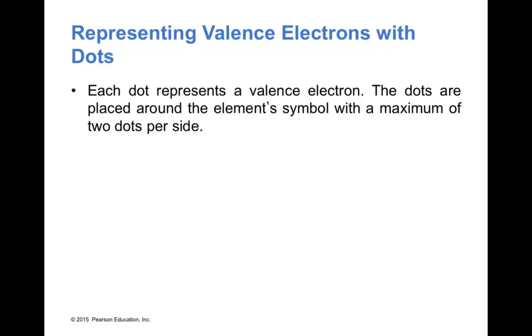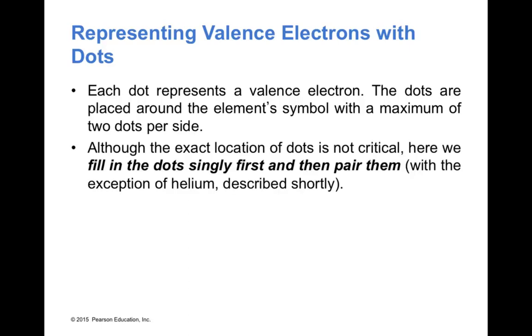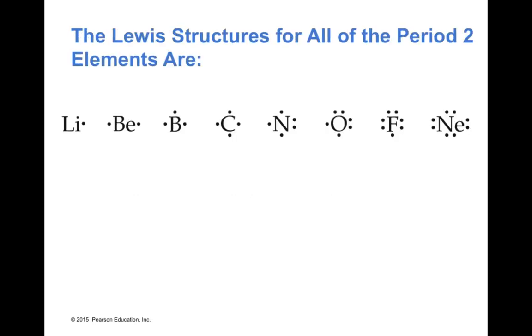Each dot represents a valence electron. The dots are placed around the element's symbol with a maximum of 2 dots per side. Although the exact location of the dots is not critical, we fill in the dots singly first and then pair them, with the exception of helium described shortly. So here, for example, lithium has just one, so we put one here. Beryllium is group 2, so we can put one here or one here, or one on the top and another on the left, or on the top and the bottom. It doesn't matter, but the important thing is that we have 2 electrons around beryllium. Boron has 3, carbon has 4.